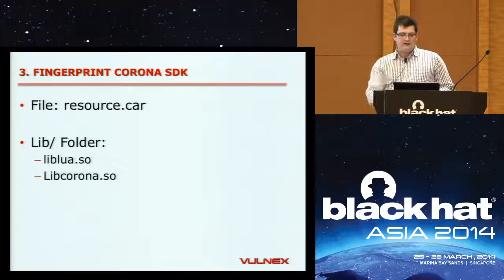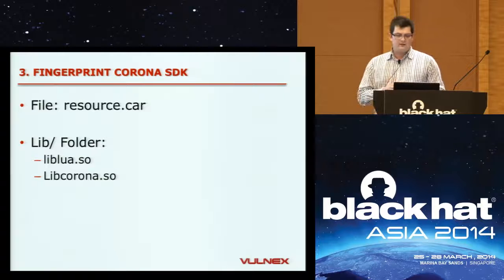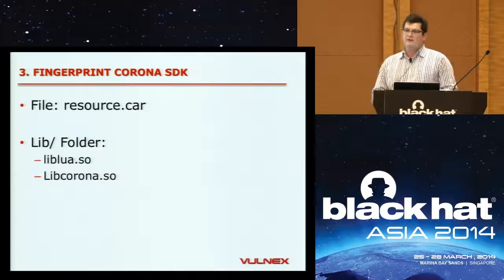Fingerprinting a Corona application: again, the entire application gets built into a resource.car file. If we find this file, that means it's the Corona SDK. In the case of Android, we can also find the lib folder with liblua and libcorona. So now we know this is a Corona application.